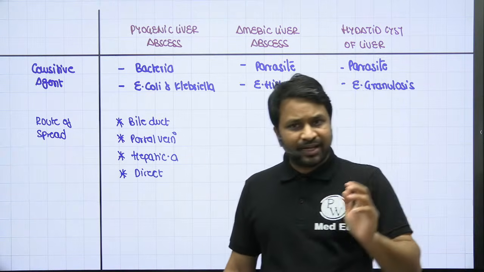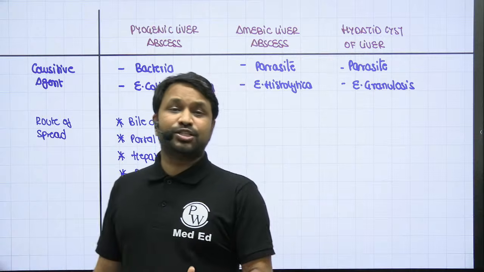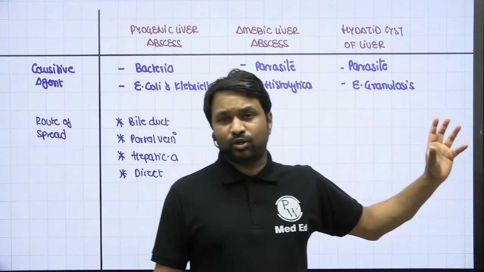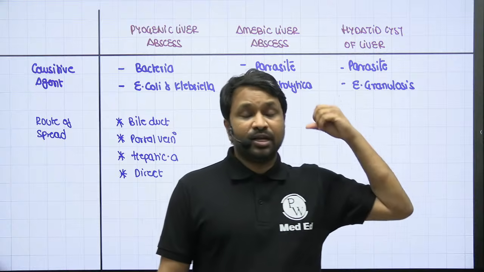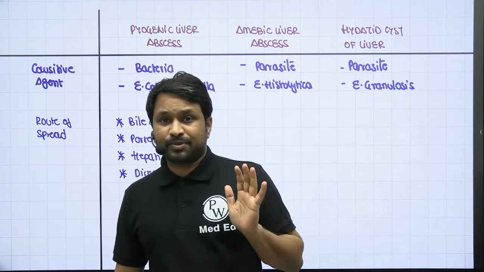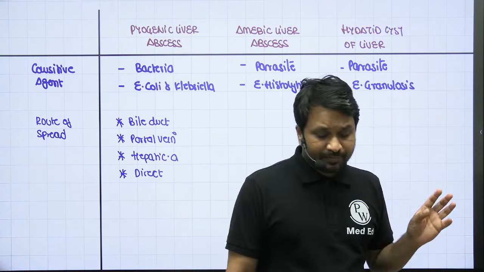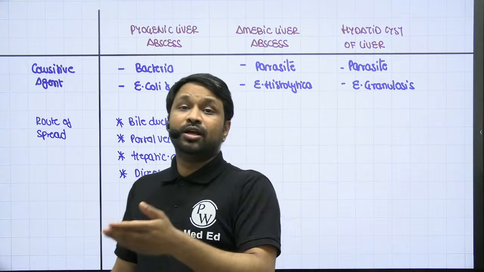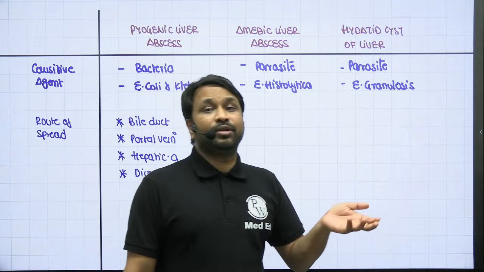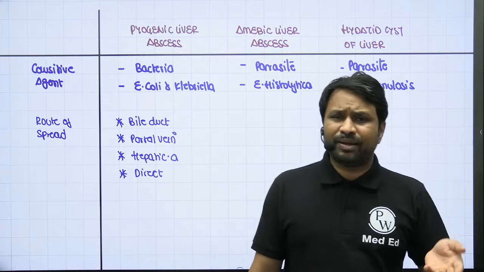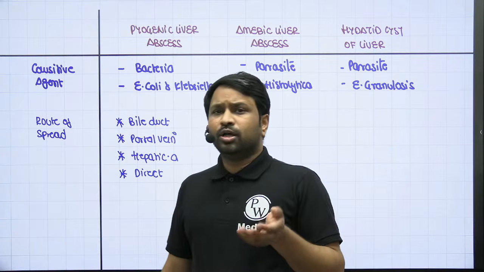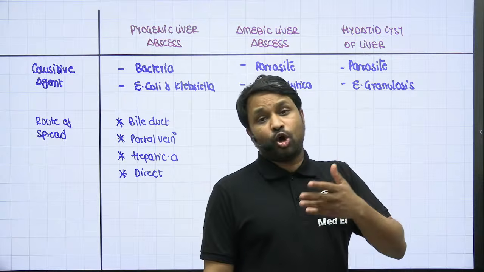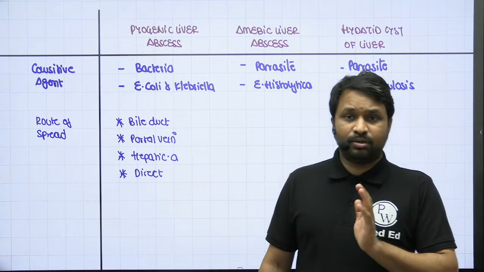Via the portal vein, many GI infections, especially appendicular abscess, from there the organism can go into the portal vein, and from the portal vein into the liver. Hepatic artery, again, if there is systemic sepsis, it can result in pyogenic liver abscess. Direct route, it can be secondary to nearby organs. For example, an infection in the gallbladder, like empyema gallbladder, or nephritis on the kidneys, or you can have a right-sided pyothorax, right?